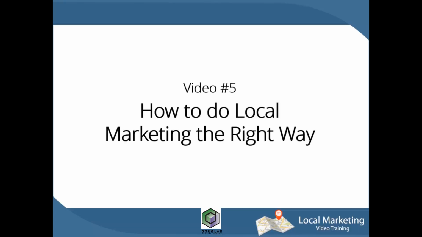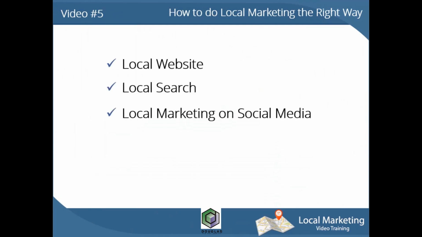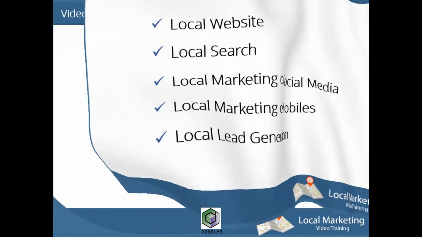Video number 5, how to do local marketing the right way. In this step-by-step process, I will show you the greatest 5 strategies to get the most out of local marketing on the web on behalf of your offline business. I will show you the easiest, fastest, and cheapest ways to apply these strategies. Those strategies are local website, local search, local marketing on social media, local marketing on mobiles, and local lead generation.